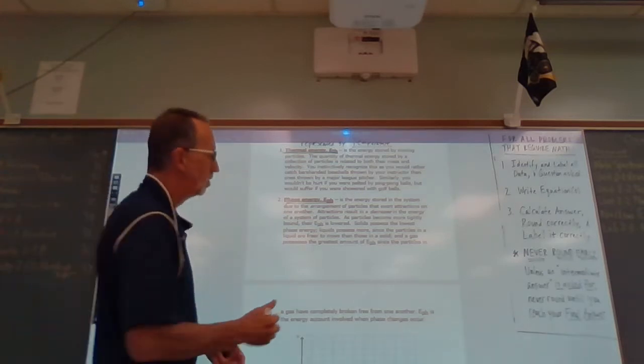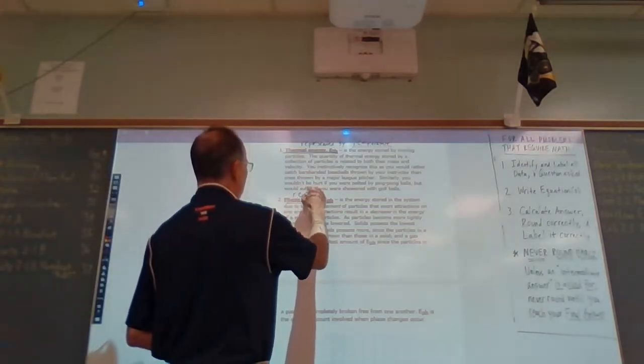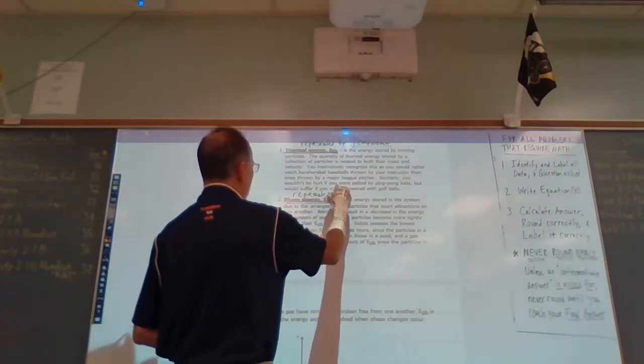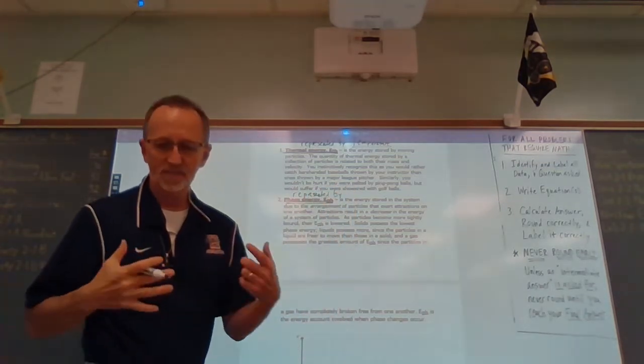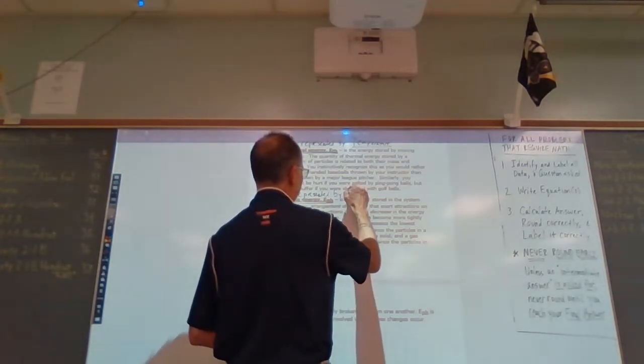Phase energy is represented by a phase or state of matter.